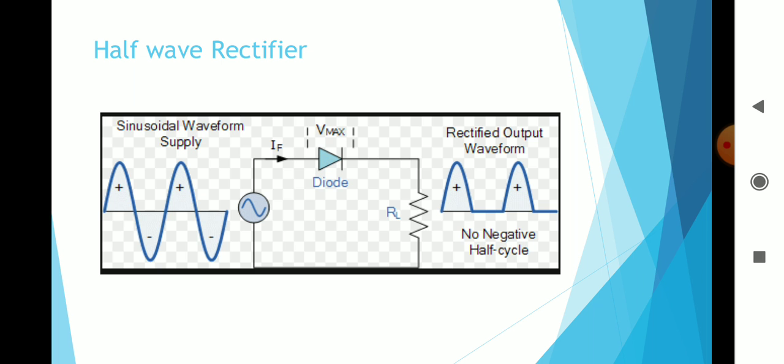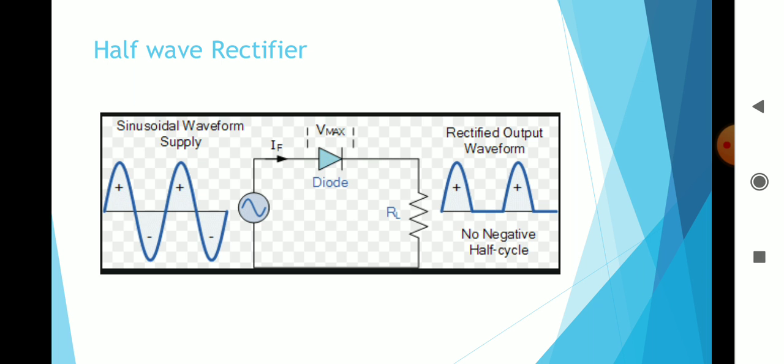Half wave rectifier. I will just be discussing the circuitry, and I won't be going into the mathematical derivation of how these waveforms are formed. The efficiency and all we'll discuss in the next part. But I'll explain the circuitry of a half wave rectifier first. Normally you have a sinusoidal wave at the input, then you use a diode, and you have a load resistance across which you take your output.